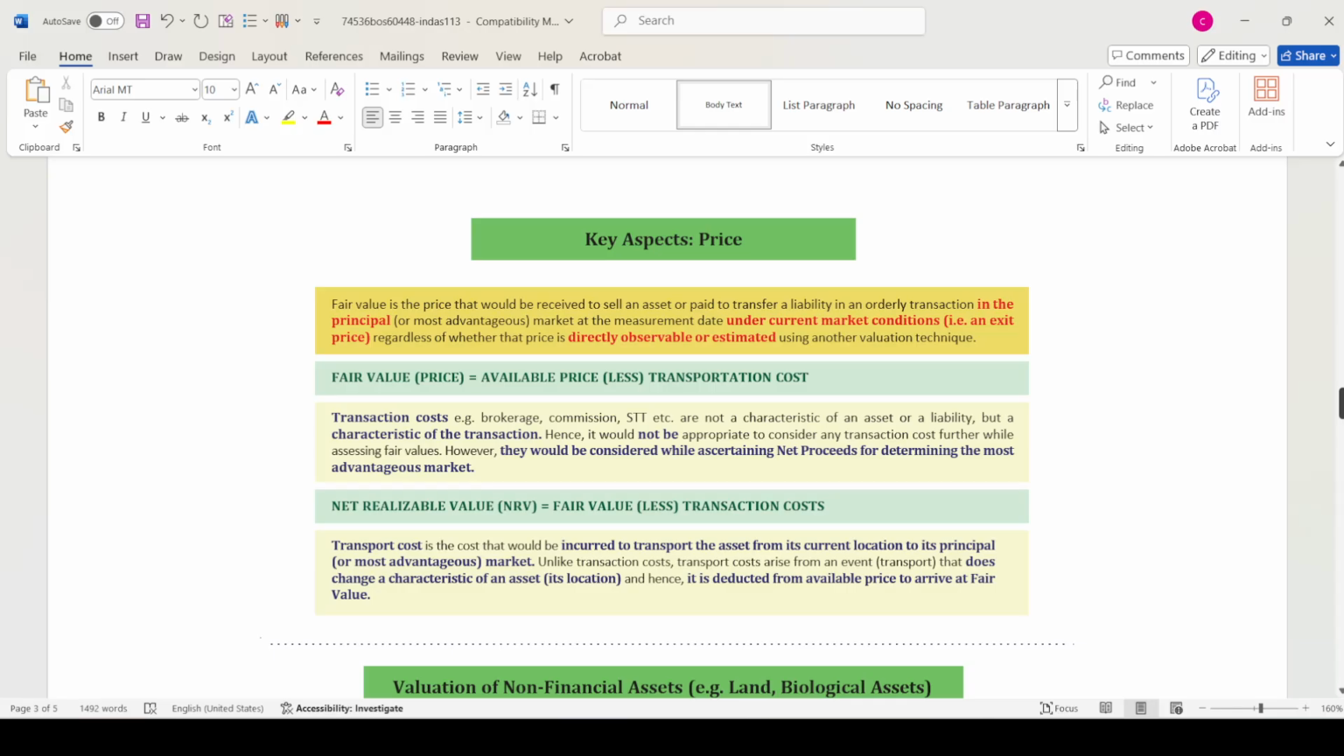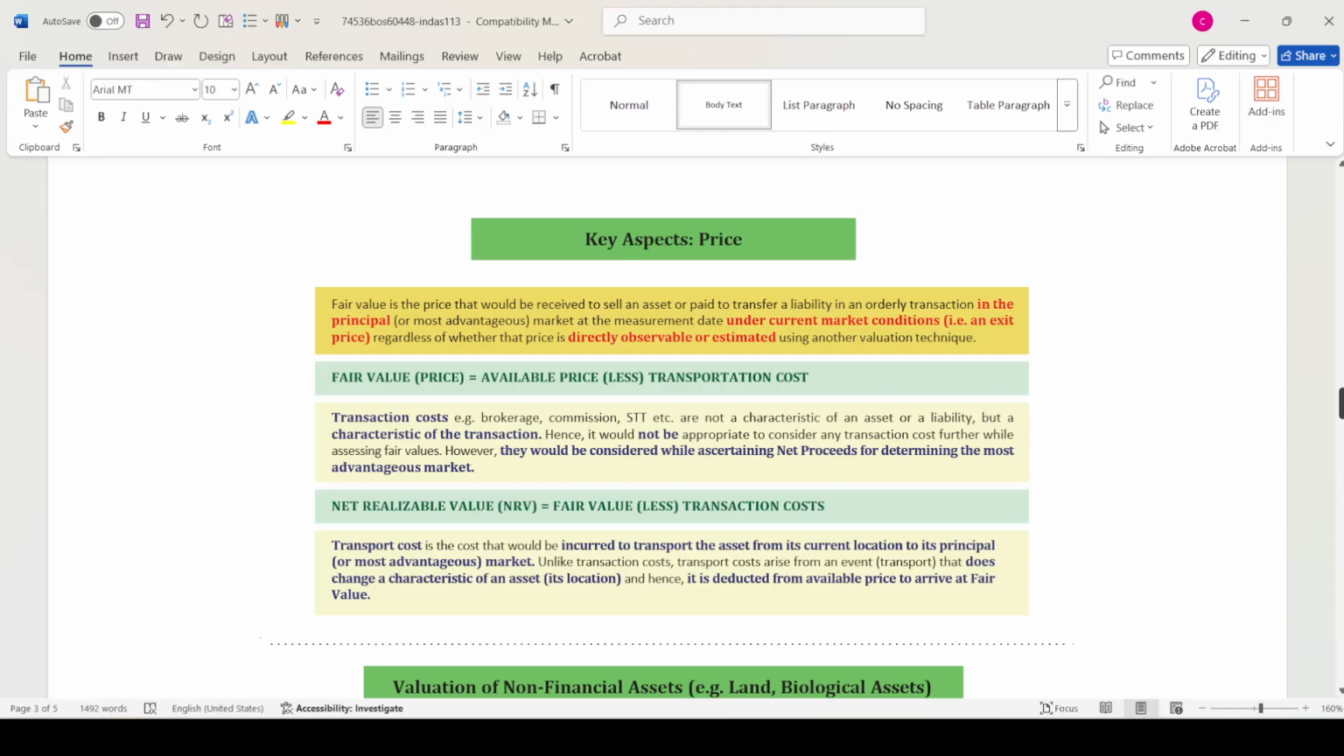Because what is the example of transaction cost? Transaction cost is nothing but STT, brokerage or commission. This is the cost related to a particular transaction, not related to the asset, right? So we are determining the value of the asset. While determining the value of the asset, we should not consider the transaction cost.